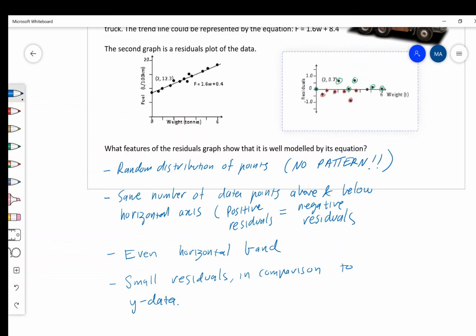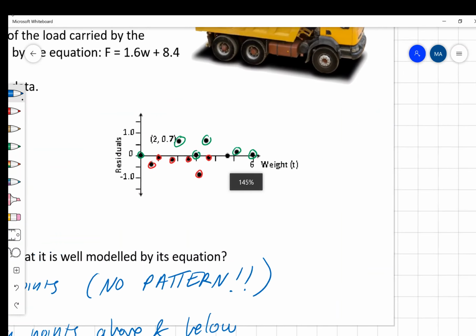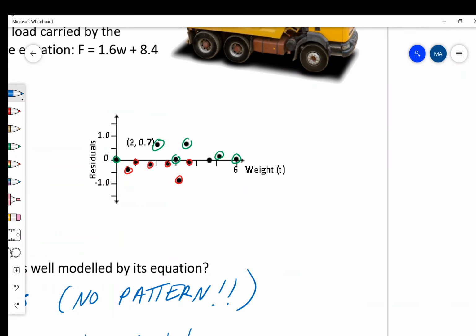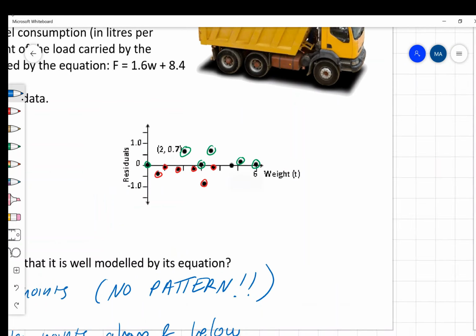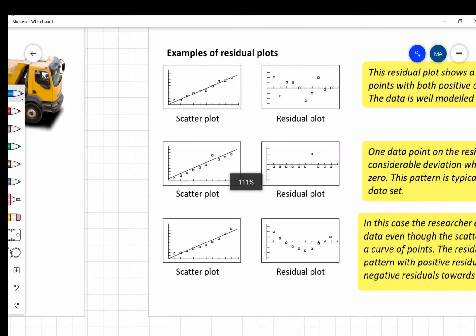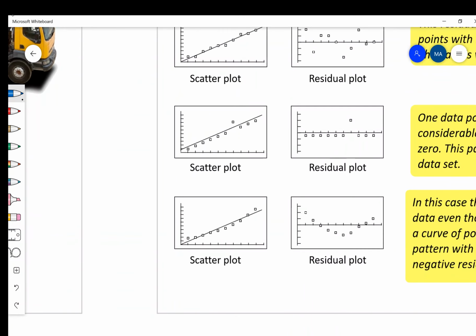Okay, so random distribution of points, no pattern. This residual plot certainly has that. The points appear to be randomly scattered. So why is that important? Well, often a pattern in the residual plot, and we're talking about a pattern like this one down below where there's a bit of a smiley face, or sometimes you might have a residual plot where rather than a smiley face you get a sad face. That's the sort of pattern that we're trying to avoid, those curves in the residual plot.